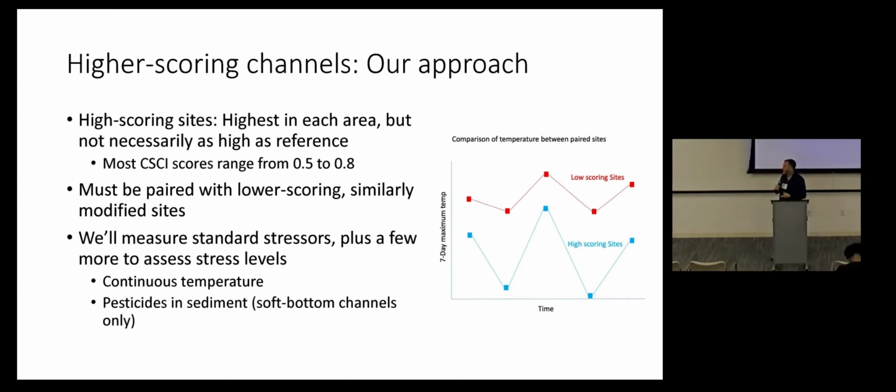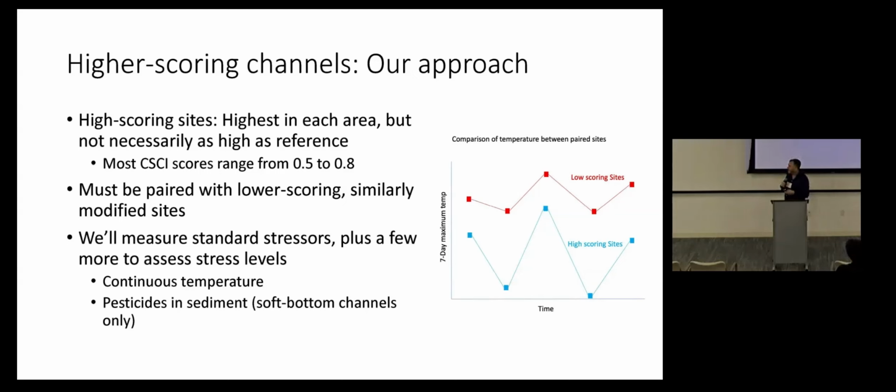And we're going to go to these sites and try to measure a wide range of stressors beyond the normal range. Given the past evidence, we're really interested in temperature. So we're going to put out loggers, which will give us continuous measurements. This will provide us with a lot more insight than simple spot measurements of temperature. You can really see the whole flux and we can tell, are these low scoring sites better? We're also going to look at pesticides and sediments, at least in soft bottom channels where you expect to find fine grained sediments.